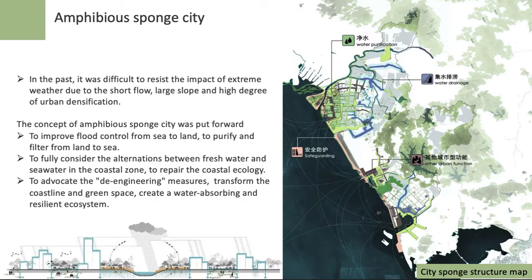The concept of an amphibian sponge city was put forward to improve flood control from sea to land and to purify the filter from land to sea. It also fully considers the alternations between freshwater and seawater in a coastal zone to repair the coastal ecology. Besides, it advocates engineering measures to transform the coastline and green space, creating a water absorbing and resilient ecosystem.